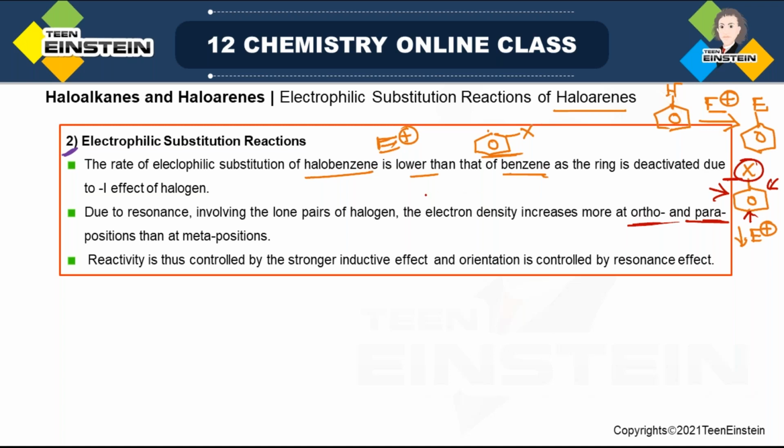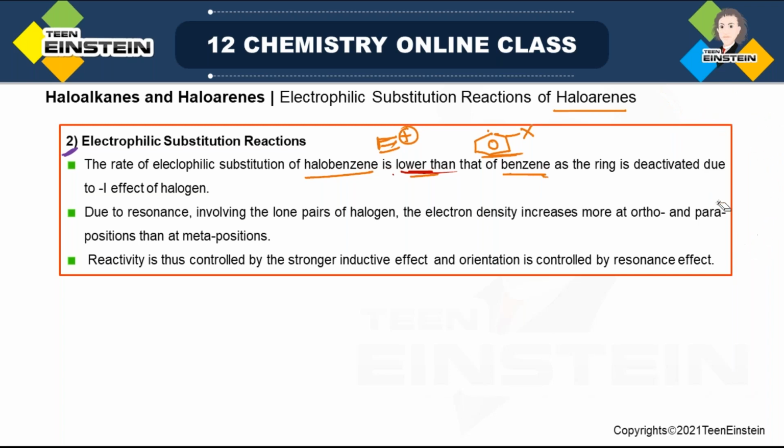But in the first line it is mentioned that compared to benzene, in case of halobenzene, the rate of substitution is lower. The reason is the ring is deactivated because of the minus I effect of halogen. If you simply compare a benzene ring with a halogen substituted benzene ring, then because of the minus I effect of halogen, the ring will be to some extent deactivated compared to the simple benzene ring. Now when it is deactivated, what does it mean? The electron density is now to some extent less. So obviously the attraction towards the electrophile will also be less.